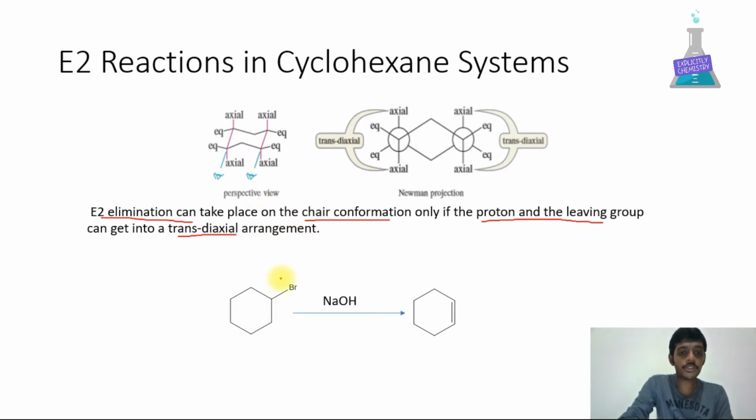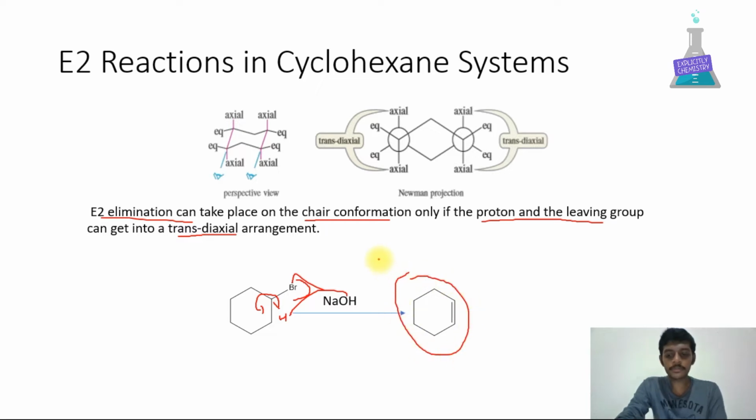This is a bromocyclohexane. We are reacting this with a strong base. The strong base abstracts this proton, and this bond will migrate over here, and the bromine eliminates, resulting in the formation of cyclohexene.